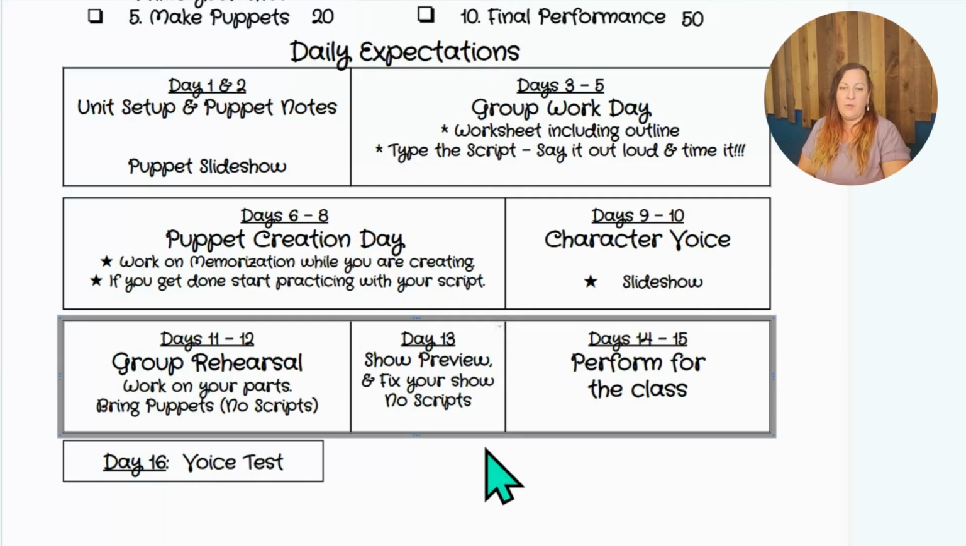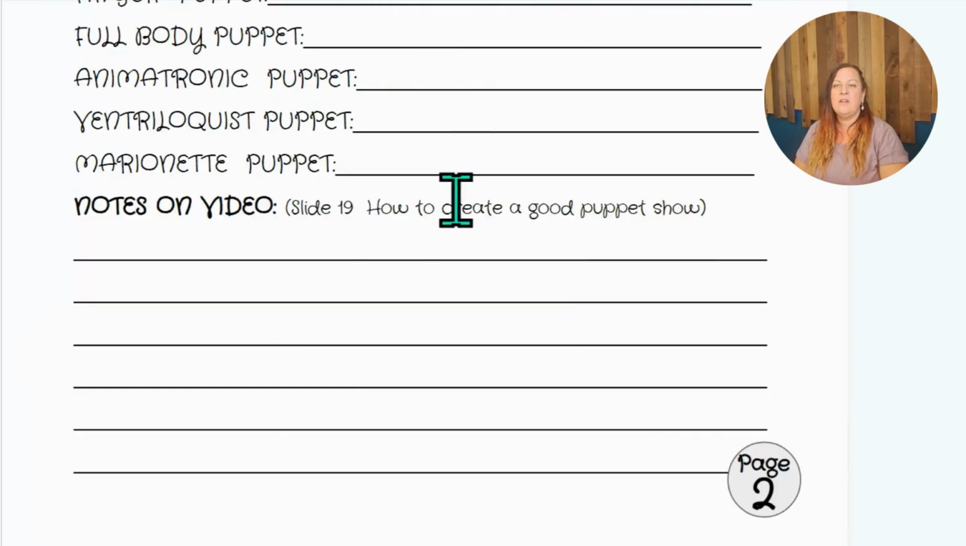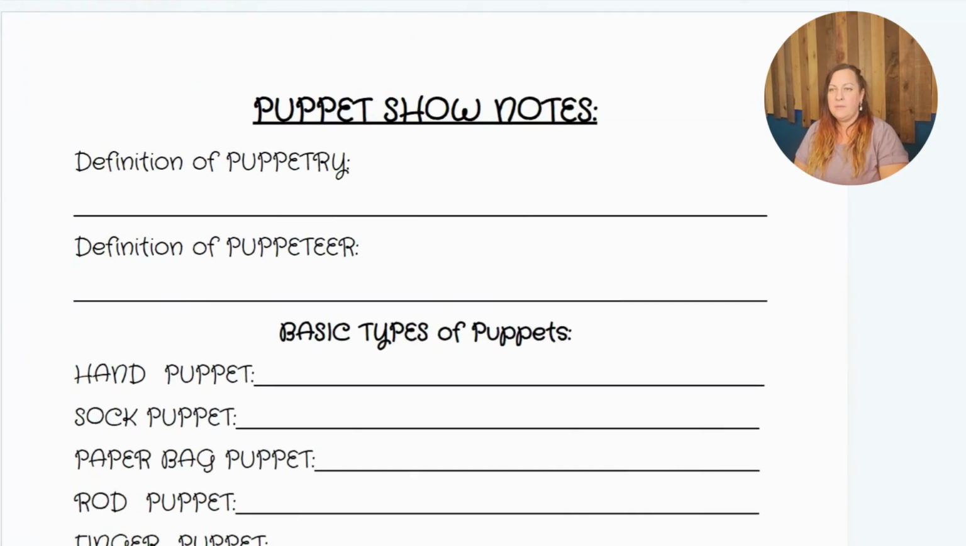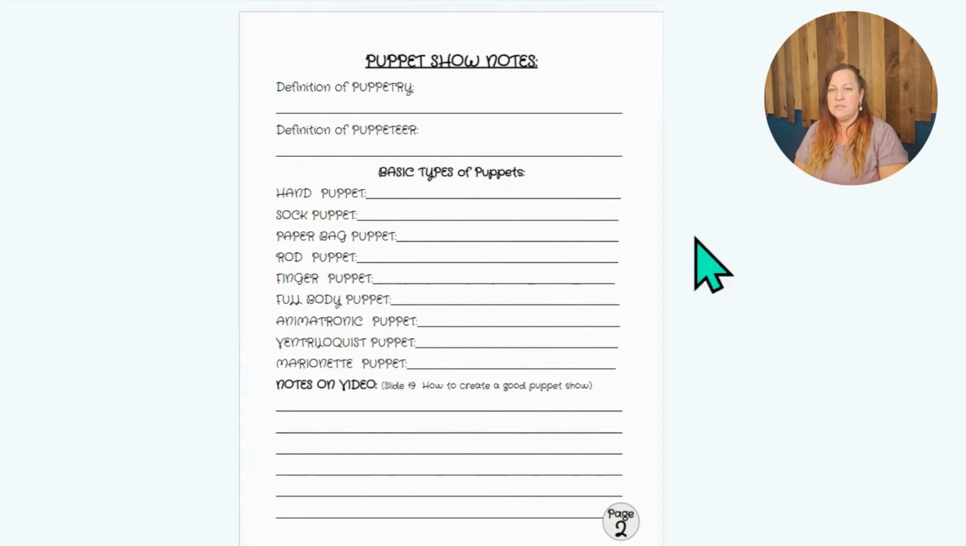And then we have class performances. And then I do a voice test at the very end. We're going to start into our puppets. I'm going to back up. Okay. So this is the lessons that I would give for elementary school kids.